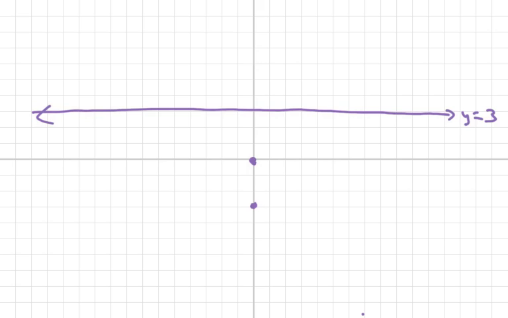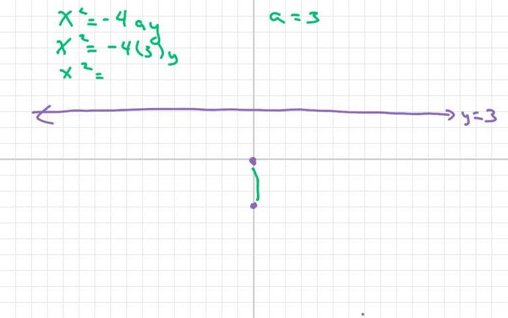So let's use our equation. Since it opens down, it has the form of x squared equals negative 4ay. Since we're going down 3, or the a equals 3, because we're going down 3 and up 3 for this, we're just going to write x squared equals negative 4 times 3y. So x squared equals negative 12y.